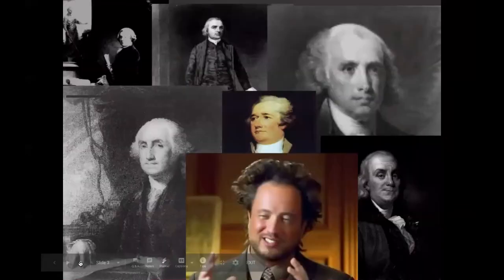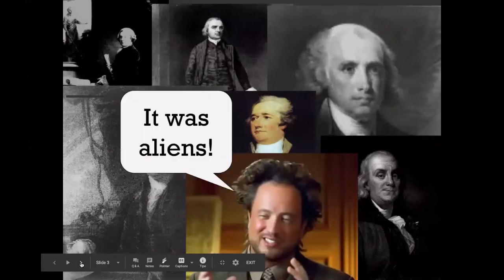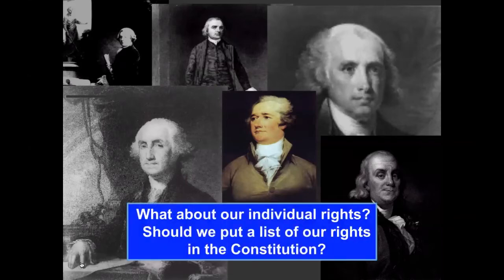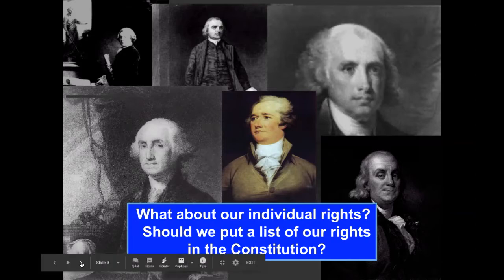The delegates to the Constitutional Convention, wait a minute. Yeah, mostly delegates to the Constitutional Convention, except for, well, okay, we'll get to the aliens. But right now, they had to deal with an important question: what about our individual rights? Federalism, separation of powers, and Republican government don't directly address our individual rights. And should we put a list of those individual rights in the Constitution?